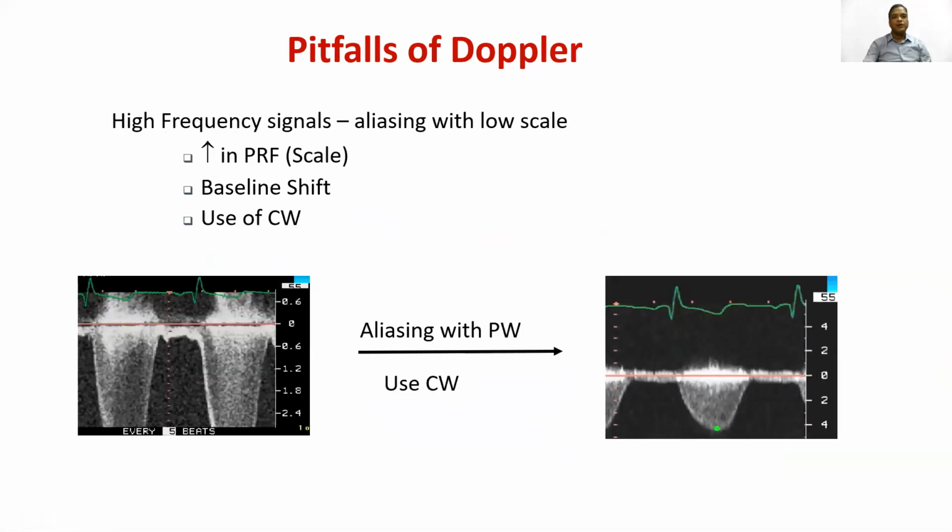Now coming to the pitfalls of the Doppler. High frequency signals alias with the low scale. So to correct this, we have to shift the baseline and we have to use the color continuous wave. In this picture, we cannot see the complete graph by using pulse wave Doppler. Then we have to use the continuous wave. Then we can measure the complete jet.